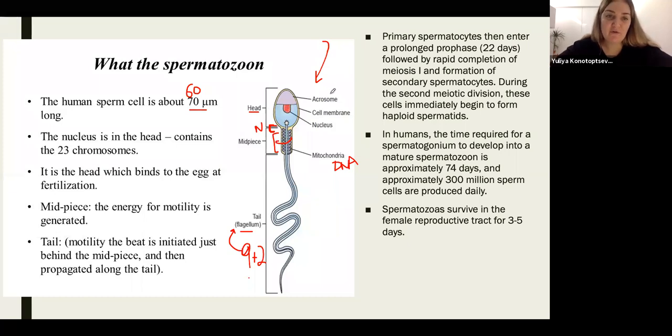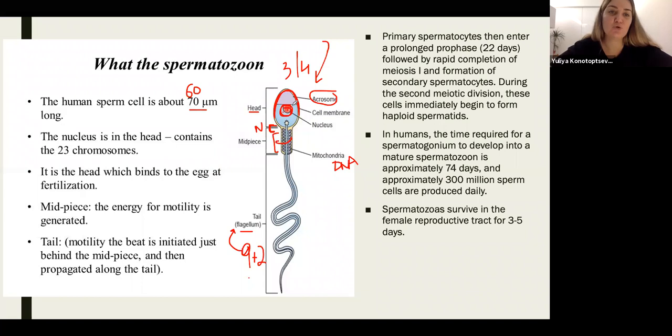In the head, we have a region called acrosome. In this picture, it's kind of wrongly visualized, but acrosome actually covers 3/4 of the head. Okay, so it covers 3/4 of the head. Acrosome covers the nucleus. It kind of hides the nucleus. It's like a protective cap that makes sure that the nucleus is protected.